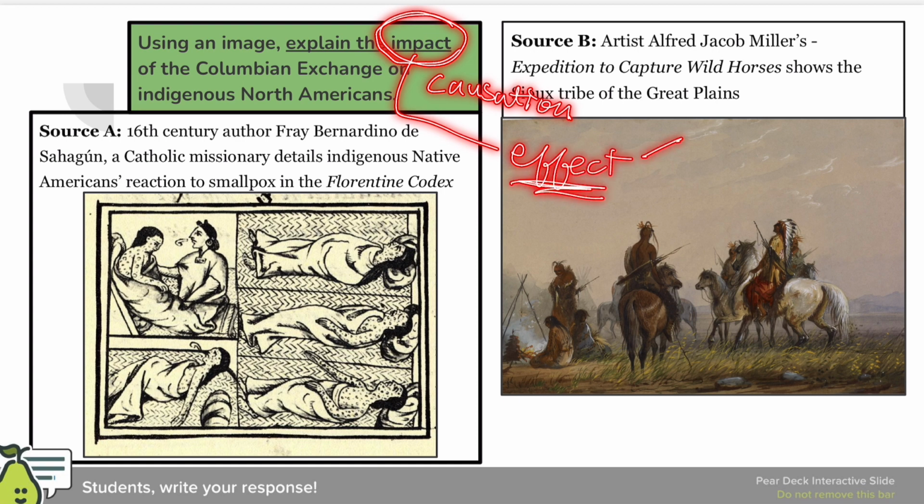Impact. Now, can impacts be positive or negative? It can be both. Yeah, consequences, effects, impacts, they could be positive and or negative. It's not just one or the other.